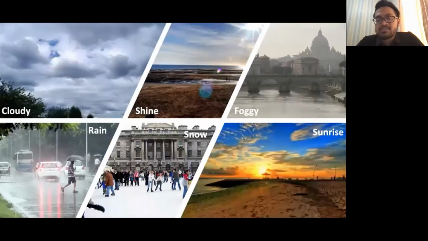The following is an example of weather images that will be classified in this research. There are 6 types of weather images, namely cloudy. This one is cloudy. This one is sunshine. This one is foggy, this one is rain, this one is snowy, and this one is sunrise. So these are the types of weather images that will be classified in this research.